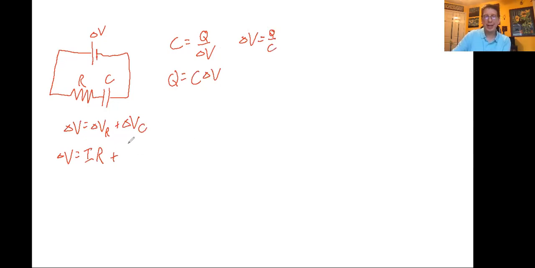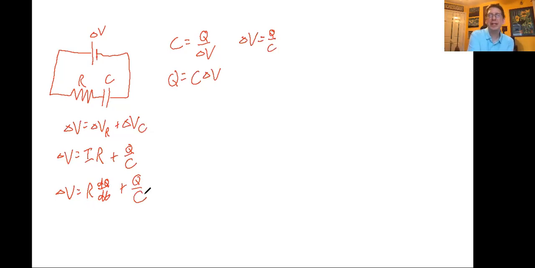So you can write this as Q divided by C. Now, if you know the charge is a function of time, then the current is just the derivative of the charge. So you can write this as R times dQ over dt, the derivative of the charge with respect to time, plus Q divided by C.